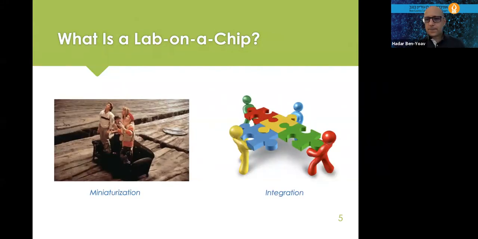A Lab on a Chip is basically any kind of microsystem that answers two main ideas. One, it's a system that is miniaturized, usually to the micro scale or nano scale, smaller than 1 millimeter in size. And the second part is the integration. A Lab on a Chip is a microsystem into which you integrate different functionalities.